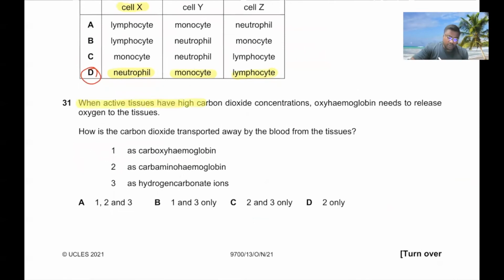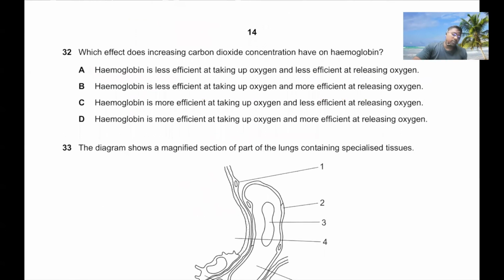When active tissues have high carbon dioxide concentration, oxyhemoglobin needs to release oxygen to the tissues. How is the carbon dioxide transported away by the blood from the tissue? As carboxyhemoglobin? No. Number 1 wrong. As carbaminohemoglobin? Yes. As hydrogen carbonate ions? Yes. So 2 and 3 only. C. 31C is the correct answer. As carboxyhemoglobin, only carbon monoxide is transported.